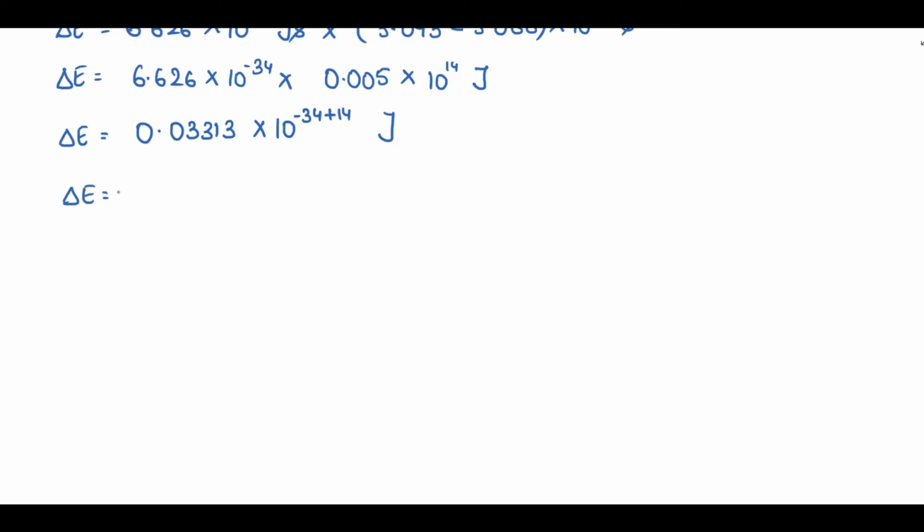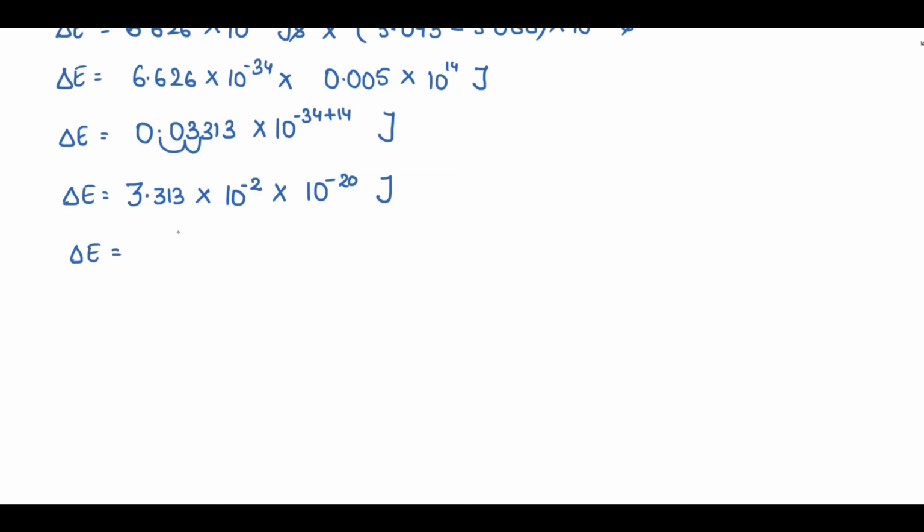Delta E equal to, I just want to convert this 0.03313 according to the scientific notation. So according to the scientific notation, there should be one non-zero digit on the left side of the decimal, right? For this, I'll displace this decimal up to 2 digits, right? So displacement of decimal from left to right leads to the negative power, right? So for this, I can write 3.313 into, displacement of decimal is up to 2 digits, so power will be 10 raised to power minus 2, into 10 raised to power minus 34 plus 14, it will be 10 raised to power minus 20 joule, right?